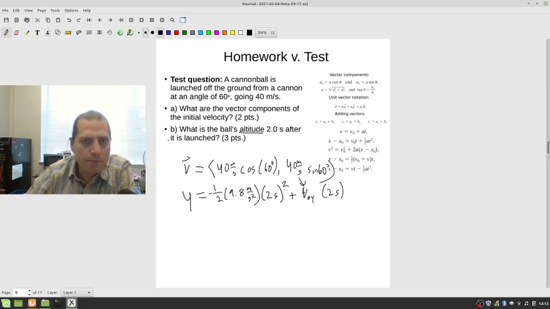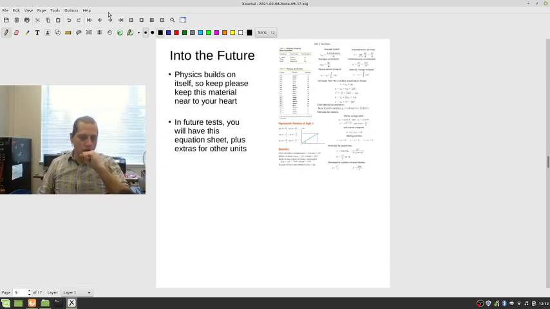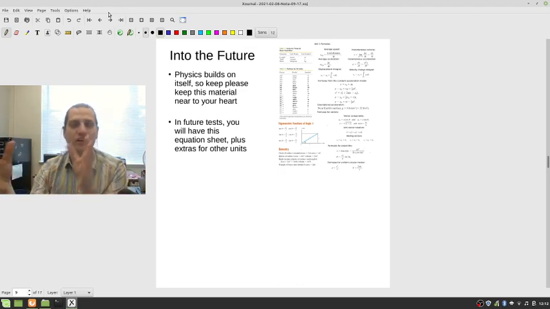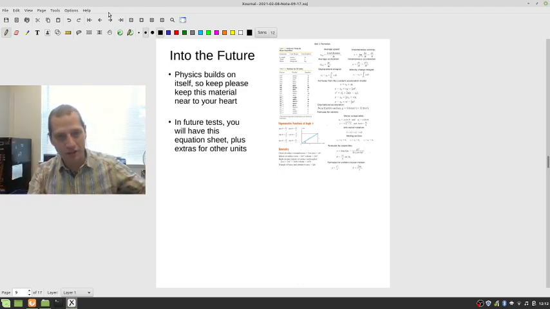Okay, so the good news or bad news is that if you don't feel comfortable with this material, don't worry. You will have more chances to see it. Now, I say that's good and bad news because it's bad news because you don't get to just forget this material and move on to something new. Physics is cumulative. It builds on itself, so we need to keep this material near and dear to your heart.